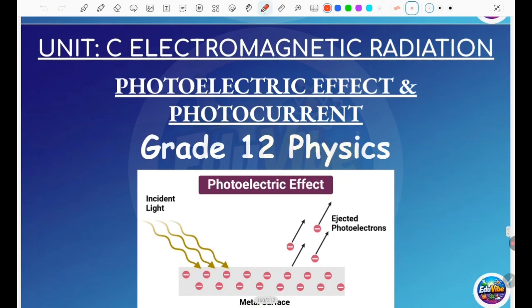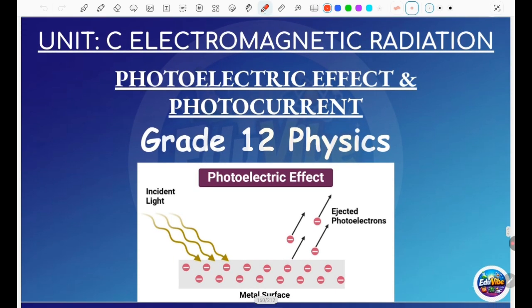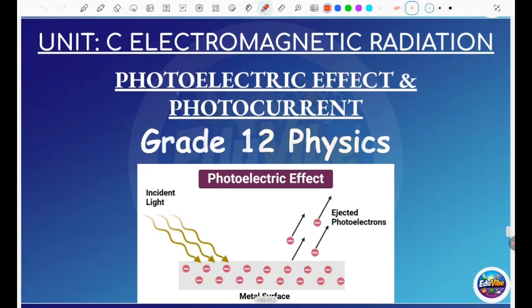In today's lesson, we're moving to the next topic of electromagnetic radiation. We're doing the photoelectric effect and the photocurrent. Now we connect the electromagnetic radiation to the electrical part. So we're doing the photoelectric effect and the photocurrent.